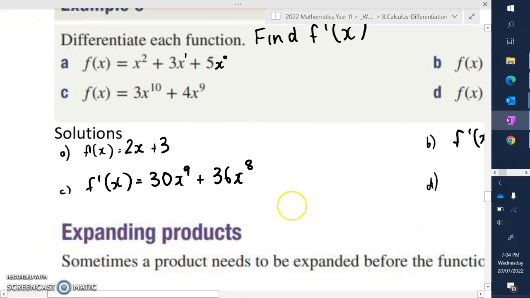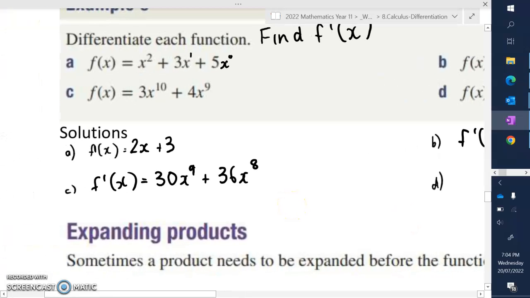Okay, next one. Again, pause it, make sure you can do it. Differentiating this function here to get my f dash of x. 10 times 3 is 30. X to the 10 minus 1 is 9. Plus 9 times 4 is 36. X to the power of 9 minus 1 is 8. That's where that comes from.